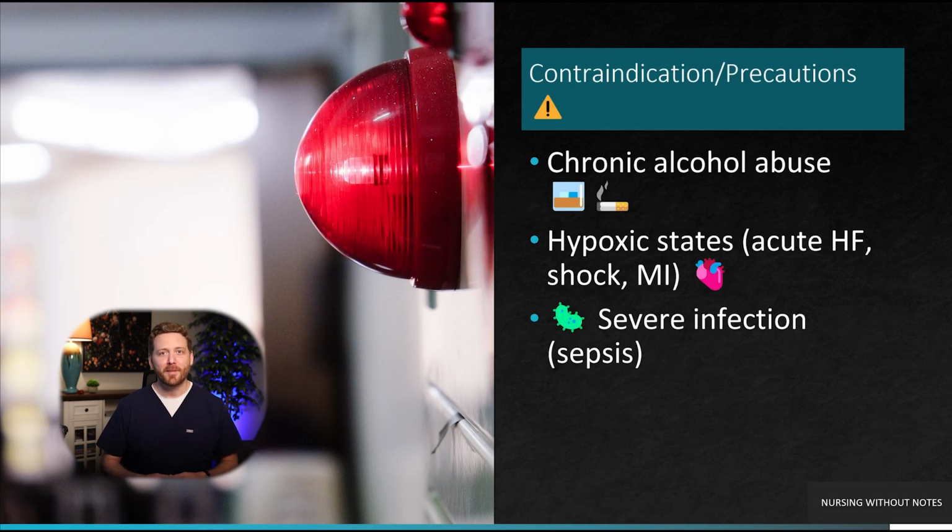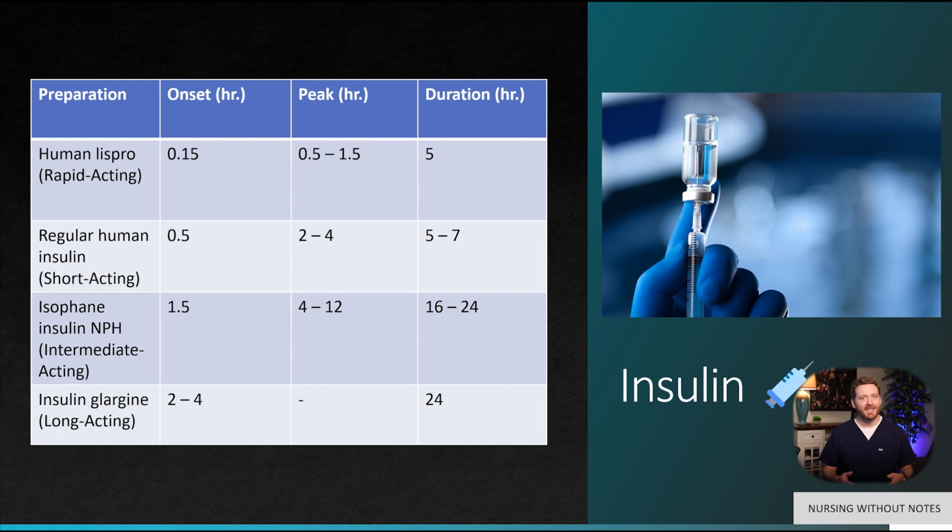Before administering metformin, be aware of a few contraindications and precautions. Chronic alcohol abuse, hypoxic states such as acute heart failure, shock, and myocardial infarction, and severe infection, sepsis. You can determine these conditions through the client's medical history, electronic health records, or physical assessment upon admission. Now, let's shift our focus to insulin, a crucial aspect of diabetes management. I'll provide a brief overview in this video, focusing on insulin types and their timed activity. We'll cover insulin in more detail in future pharmacology videos.